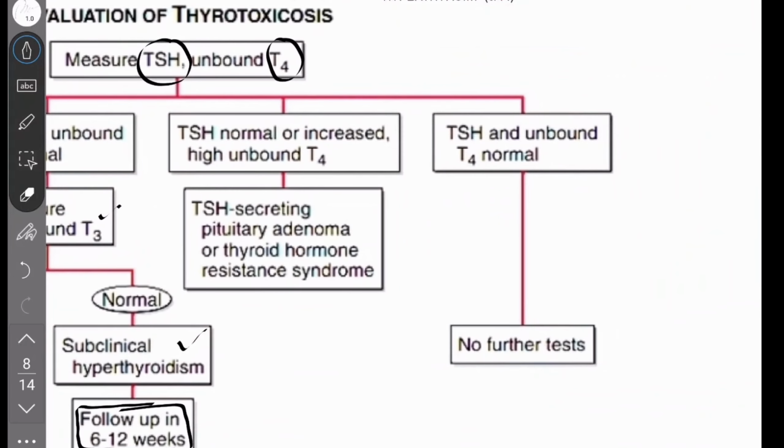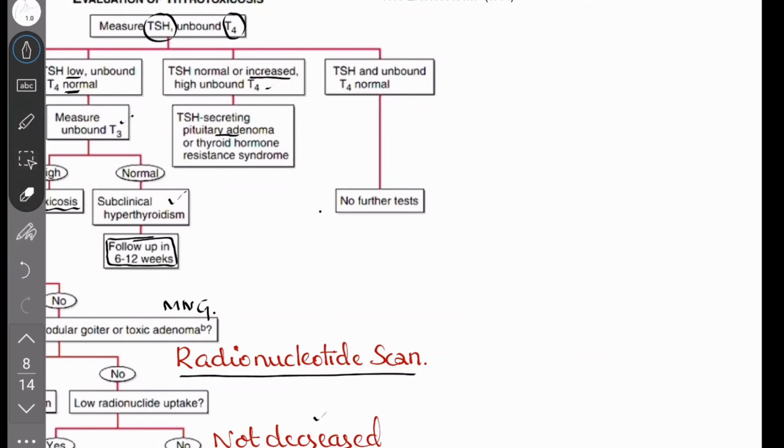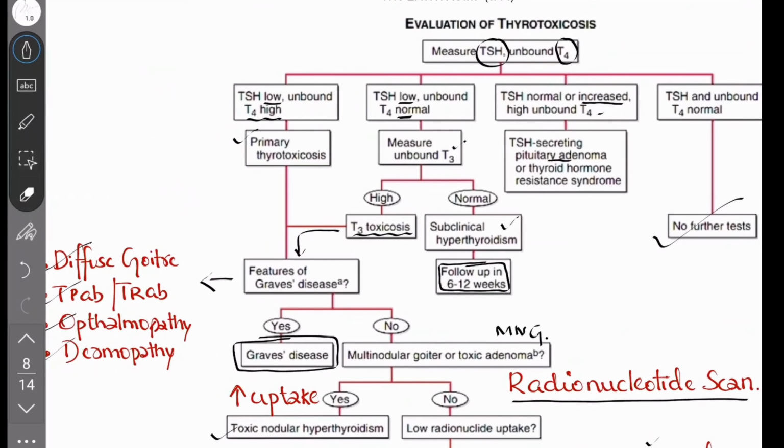Next, the TSH is normal or increased with high unbound T4. The T4 is high and TSH is normal. What does it mean? It means that there is a TSH secreting pituitary adenoma or thyroid hormone resistance syndrome. In TSH secreting pituitary adenoma, the TSH will be increased. In thyroid hormone resistance syndrome, the TSH will be maybe normal with high unbound T4. Next comes the last one, TSH and unbound T4 normal, there is no further test required. This is a detailed evaluation of thyrotoxicosis.